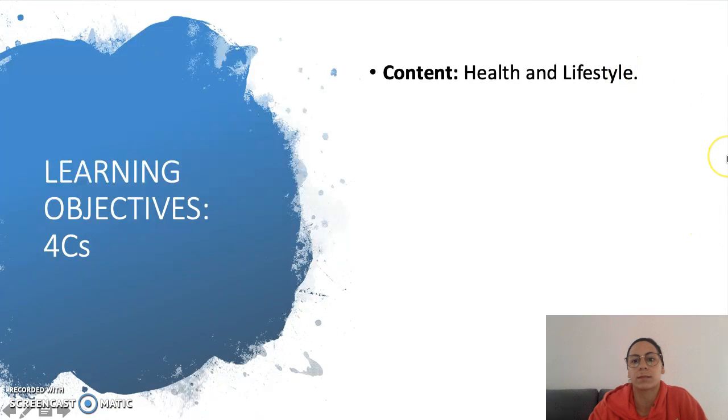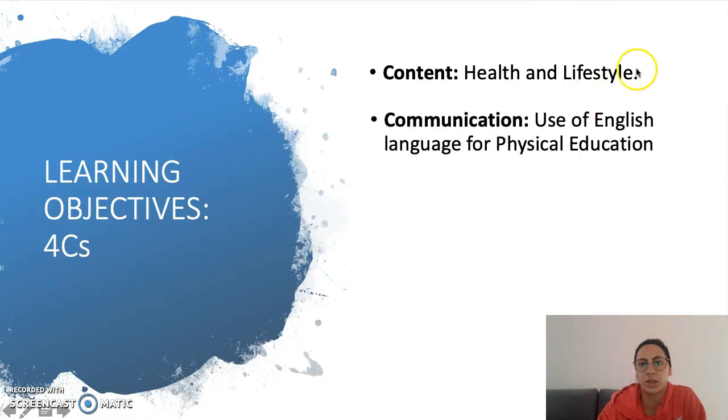The first one is the content. The content refers to what my students are going to learn according to the PE curriculum. In this case, it is health and lifestyle. We follow with the communication, which is the use of the English language for physical education. The students will need to use a second language, in this case English, to learn the content.